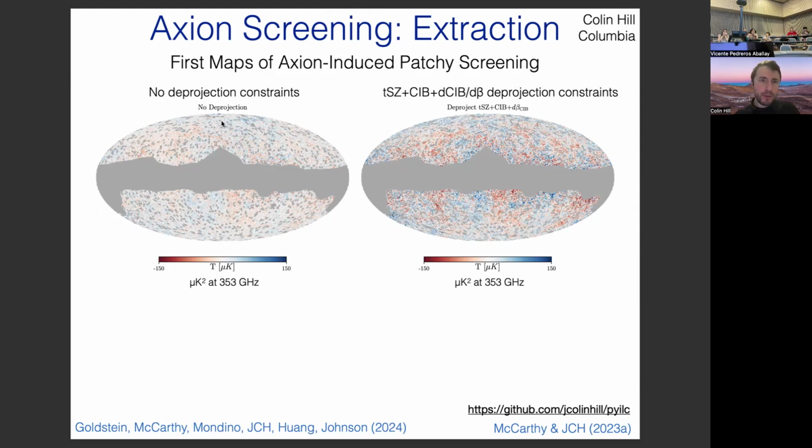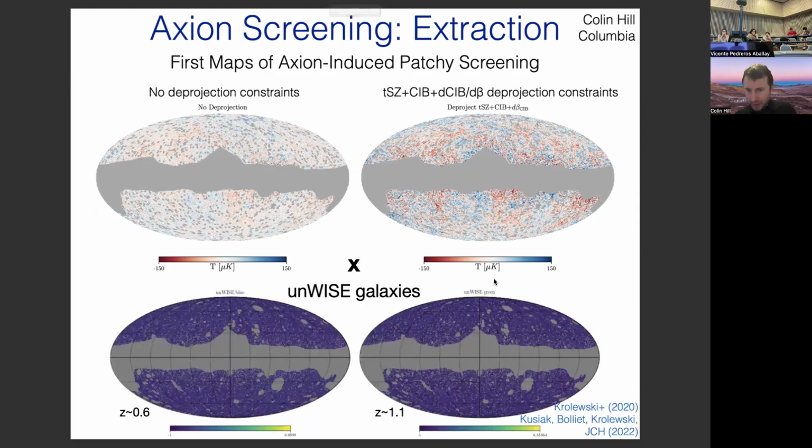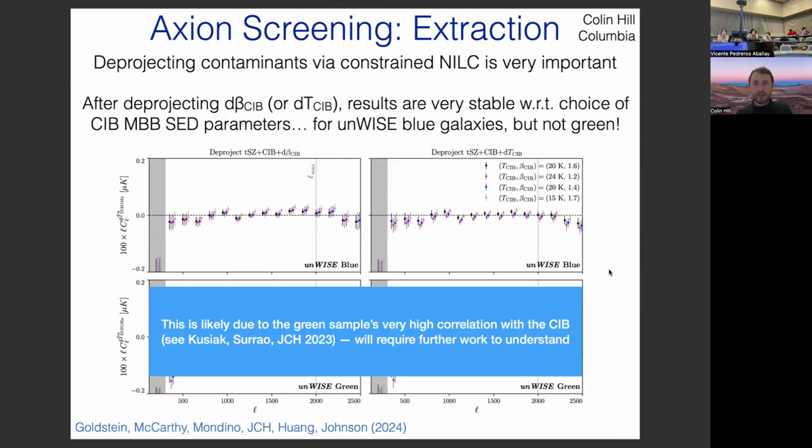Again, if we don't impose any of these deprojection constraints into the ILC procedure, you do actually see some signals at the location of, for example, the Coma cluster, which is up here. So we have to impose these deprojection constraints to kill off the foregrounds, and then we end up with this map over here on the right. We're going to cross-correlate again with these unWISE galaxies, a very similar type of analysis. And skimming through all the details, here are the final results.